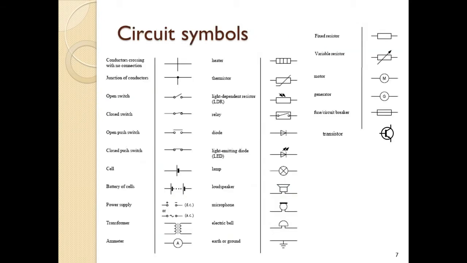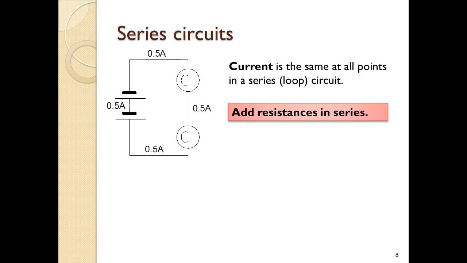There's a number of circuit symbols given in the Cambridge syllabus. These are the ones you are going to be expected to use. The Cambridge course covers some rules about series and parallel circuits. Firstly, current is the same at all places in a series loop. And if objects have resistance, you would add up the resistances in series to get the total resistance.